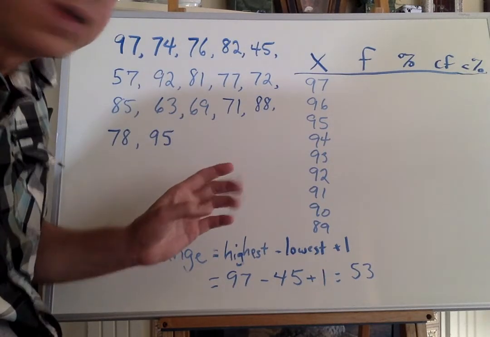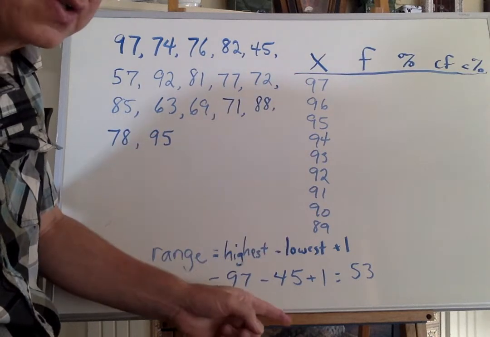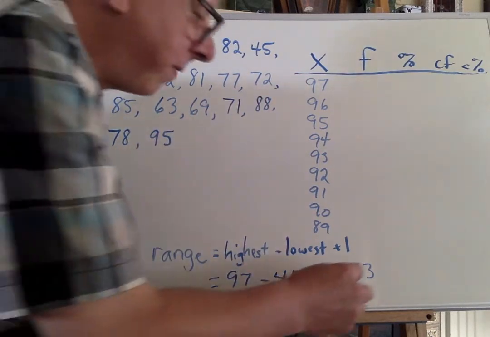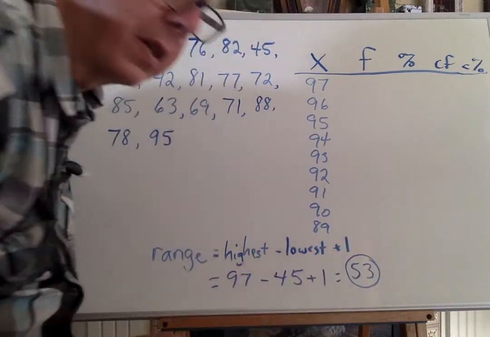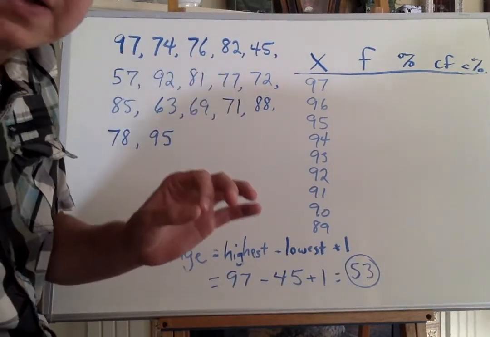Think about this. I'm going to go from my highest to my lowest, inclusive. In fact, how many entries am I going to have? 53. Remember from our happiness data?